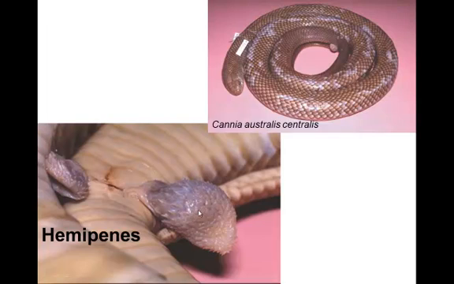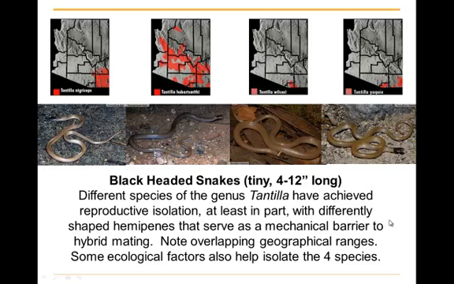And the hemipenes of different species are shaped differently. This one just has simple little spikes on them, but some of them really have a unique shape. An example of where hemipenes are believed to be important in producing reproductive isolation is in the black-headed snakes, and these occur here in southern Arizona. We can see 4 different species that have some degree of overlap. They don't all perfectly overlap, but it has been reported in the literature that the hemipenes are shaped differently and that they may serve as a mechanical barrier to hybrid mating.